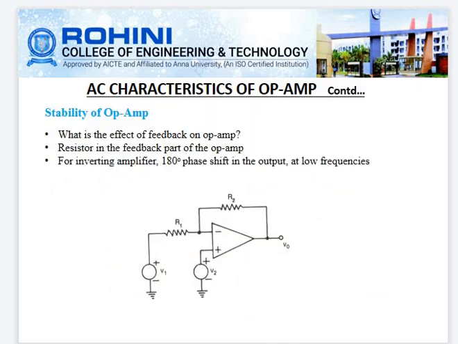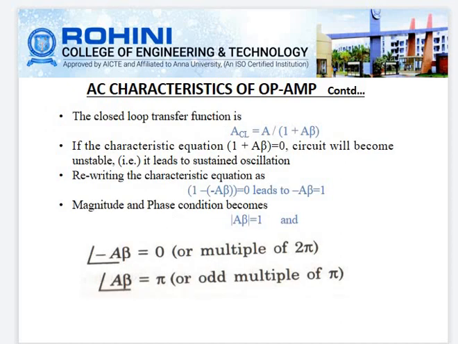Stability of operational amplifier. What is the effect of feedback on operational amplifier? The resistor in the feedback path of the operational amplifier. For inverting amplifier, there is a 180-degree phase shift in the output at low frequencies. The figure represents the inverting amplifier. The closed loop transfer function is given by closed loop gain is equal to A divided by 1 plus A beta. Here A represents the open loop gain. The characteristic equation is 1 plus A beta is equal to 0.